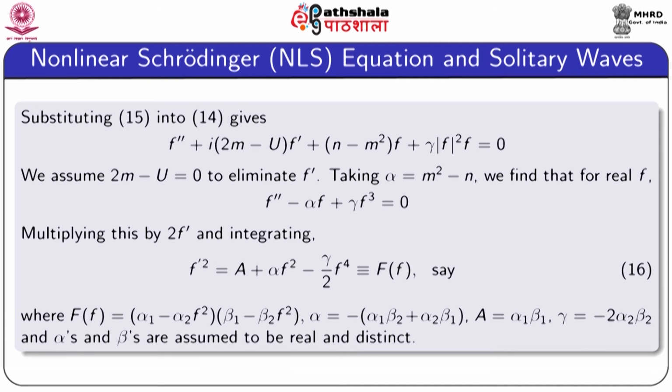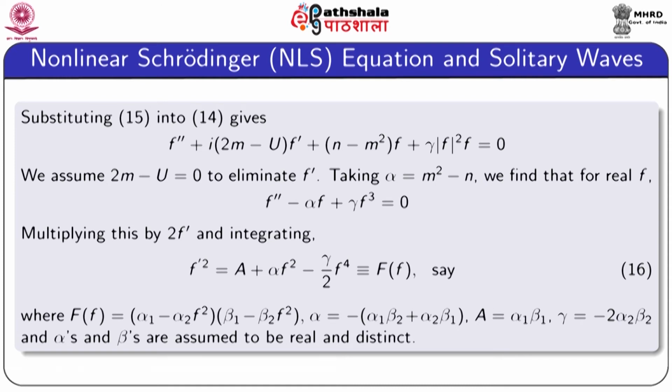Let capital F equal (alpha 1 minus alpha 2 f square) into (beta 1 minus beta 2 f square), where the constants alpha i's and beta i's are to be determined from the equations alpha equals minus alpha 1 beta 2 plus alpha 2 beta 1, and capital A equals alpha 1 beta 1, and gamma equals minus 2 alpha 2 beta 2. We are also assuming that these alpha i's and beta i's are real and distinct.